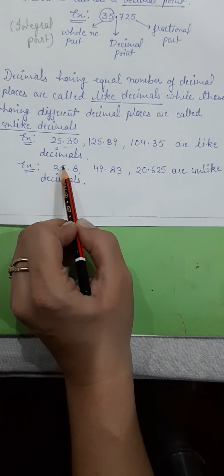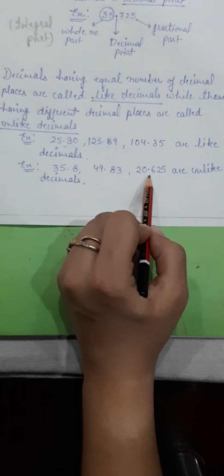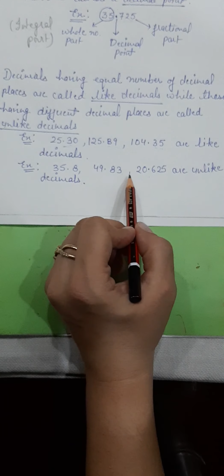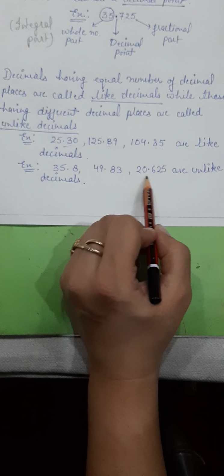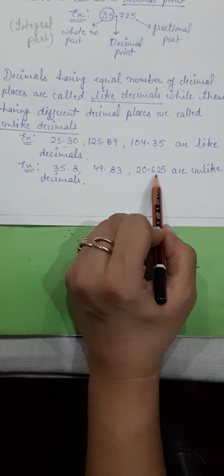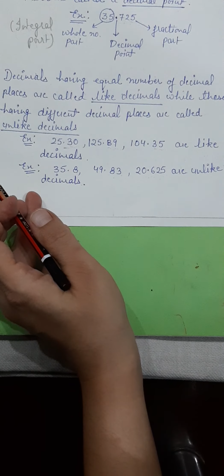While in the case of 35.8, 49.83, 20.625, the number of decimal places is different. Here 1 decimal place, here 2, here 3. So these numbers are called unlike decimals. Is it clear?